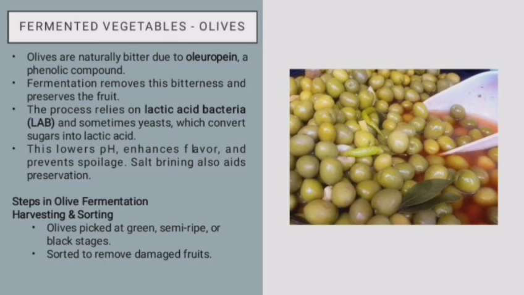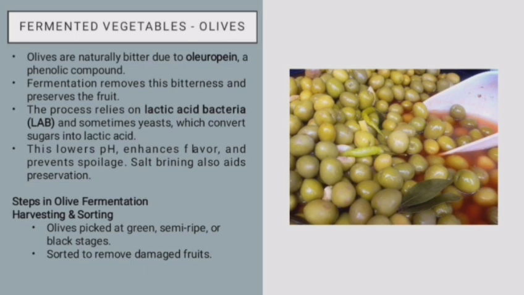Fermented vegetables, olives. Olives are naturally bitter due to oleuropein, a phenolic compound. Fermentation removes this bitterness and preserves the fruit. The process relies on lactic acid bacteria and sometimes yeasts, which convert sugars into lactic acid. This lowers the pH, enhances flavor, and prevents spoilage, while salt brining aids preservation.